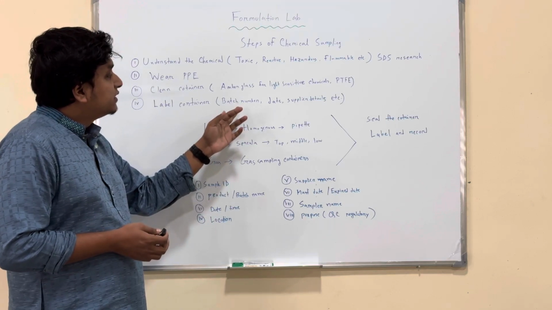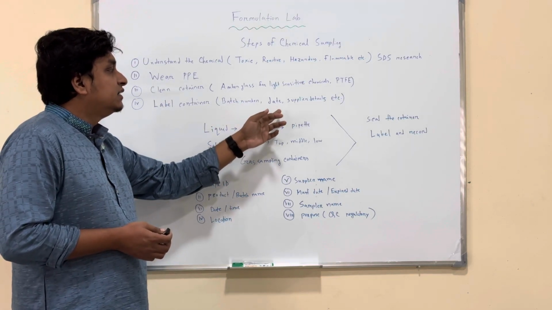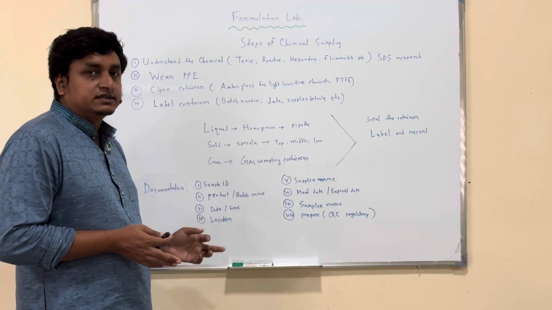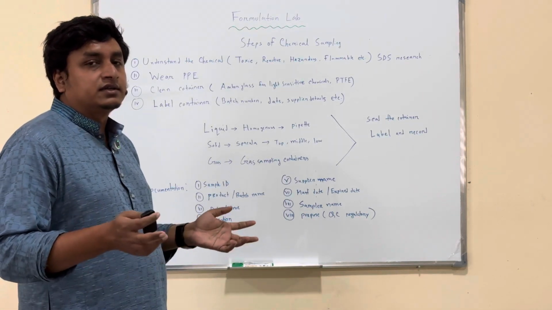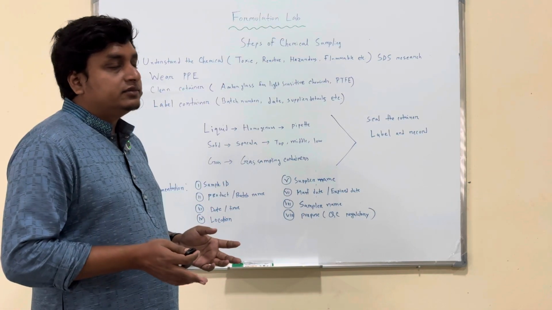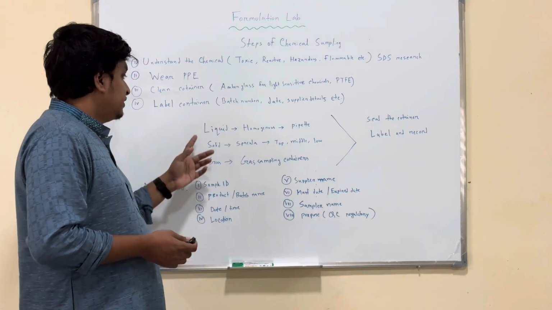Next, the label of the container for the sample we are collecting. We should give the batch number, date, supplier details, etc., so that after 1 year, 2 years, anytime, we can easily trace it.